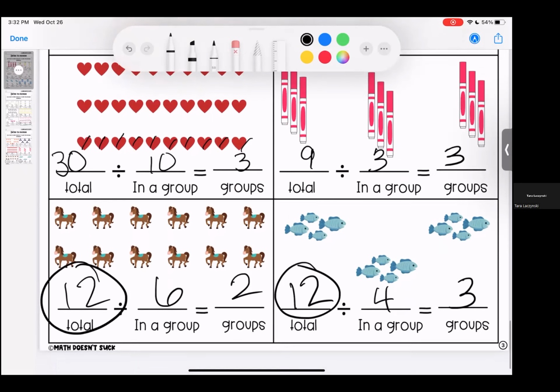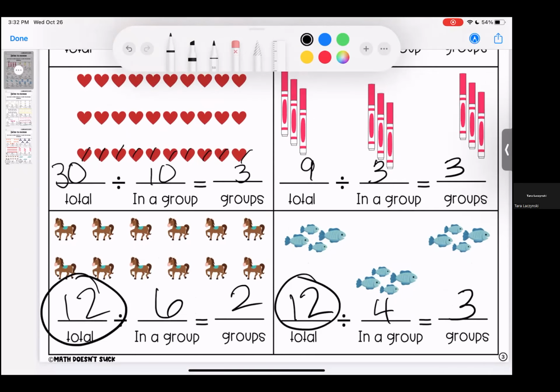Okay? All right, love bugs, that is the end of our work for this week. Please keep practicing your multiplication facts. They are going to help you in your division, okay? Multiplication and division are besties. We're going to practice them together a lot.